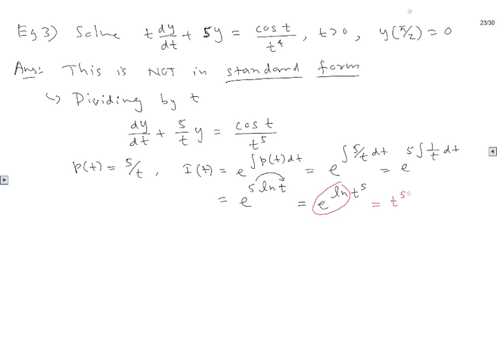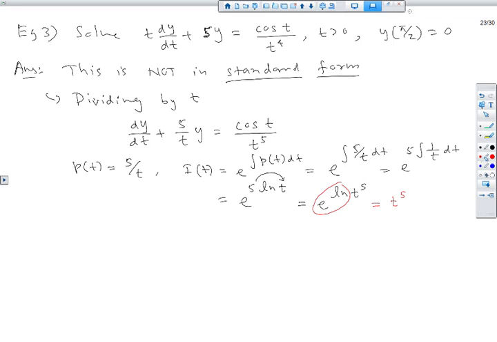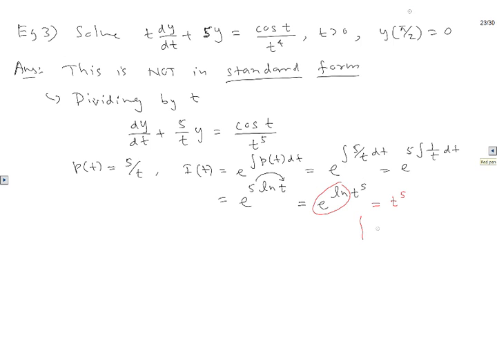This is an algebra result of logarithmic functions. If you have e to the ln x, that equals x. So that's the result we use here. I'm going to write it here. If you have e to the ln x, this is equal to x if x is positive. So we assume that x is positive.